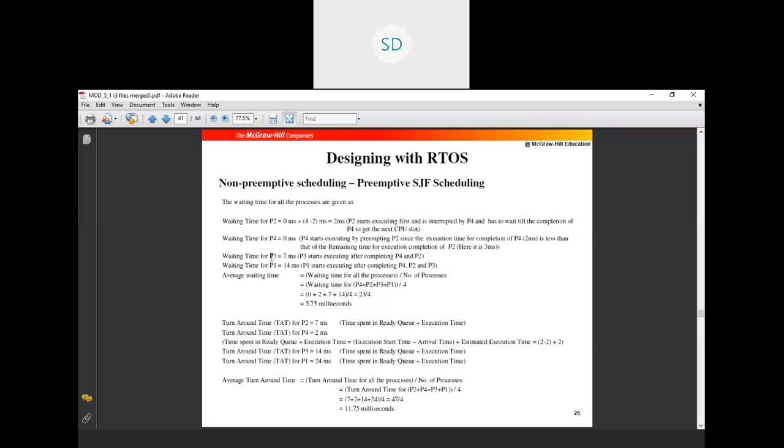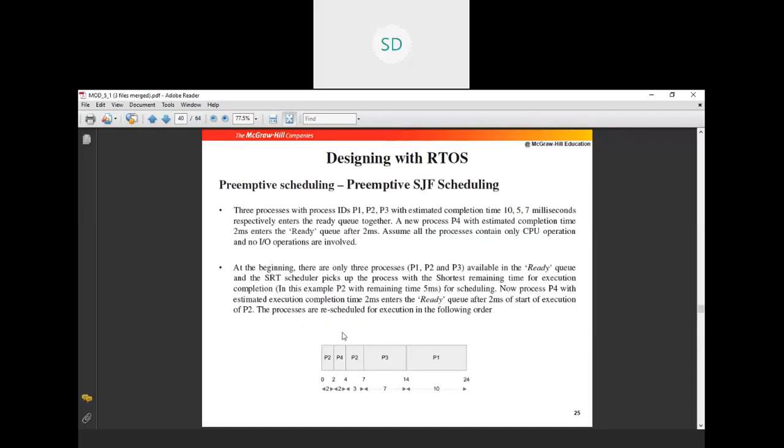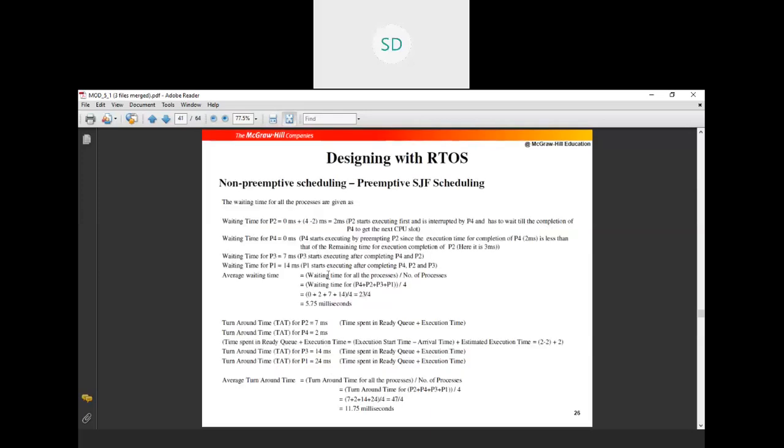Next, the waiting time for P3. You can directly write it looking at this table. The waiting time for P3 is 7 milliseconds. Similarly, the waiting time for P1 is 14 milliseconds. So P3 is 7 and P1 is 14. Calculate the average waiting time, that is, add all these waiting times of P2 plus P4 plus P3 plus P1, divided by the number of processes, which is 4. You will get the average waiting time.